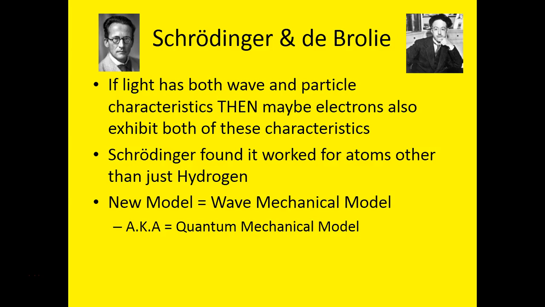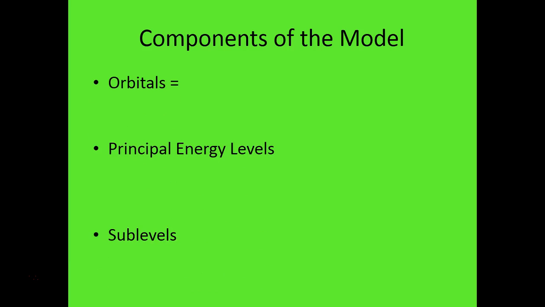Based on the complicated math that Schrodinger and de Broglie were going through, they found this new model, which they call the wave mechanical model. It's based on really complicated physical and mathematical relationships that predict the probable locations of electrons, and I'll keep hitting that and talk about what that means. So here are the parts of it.